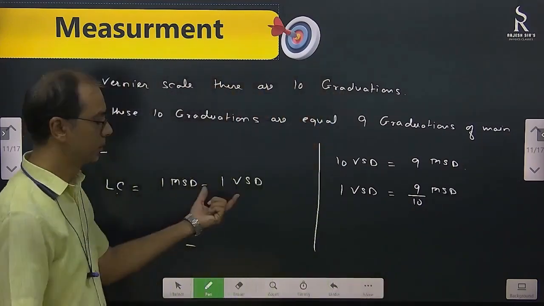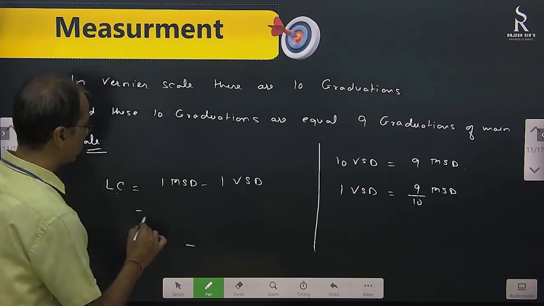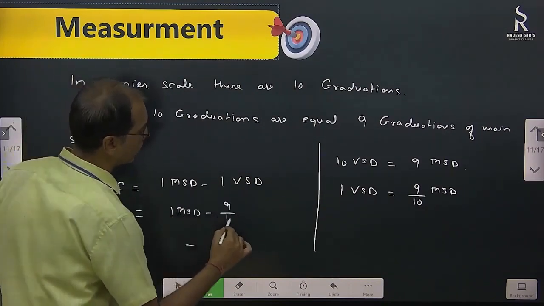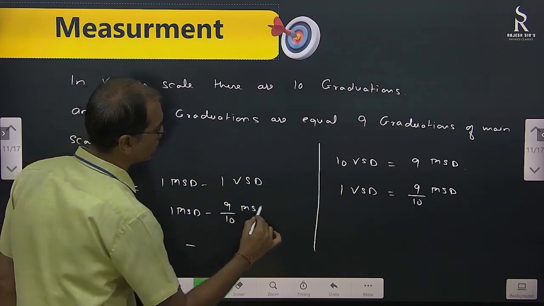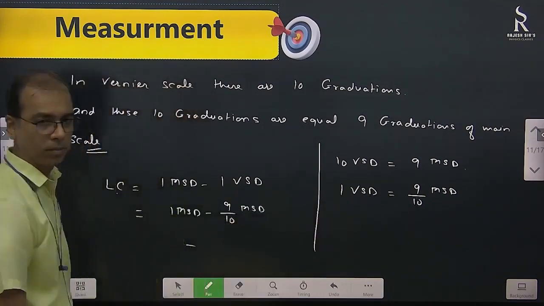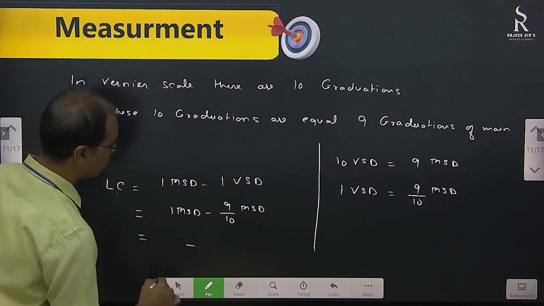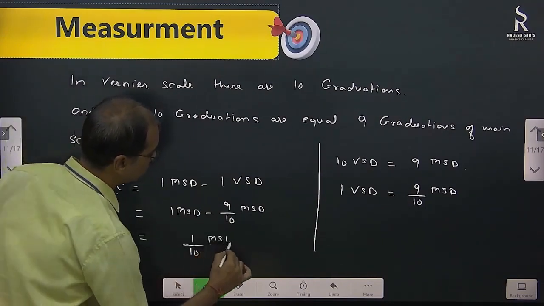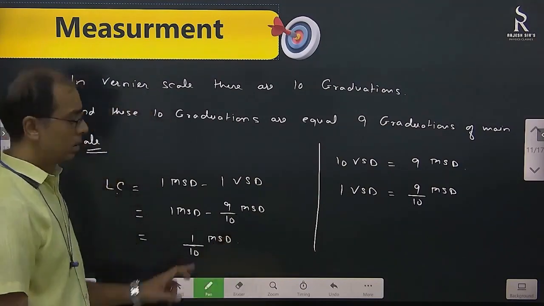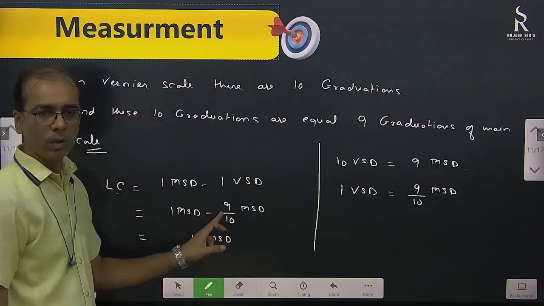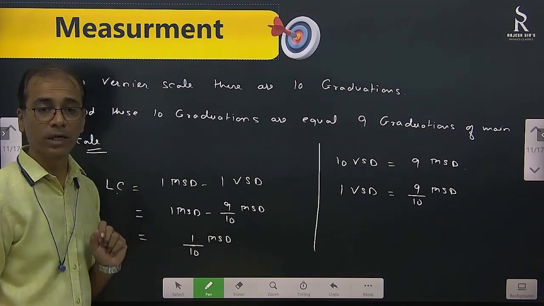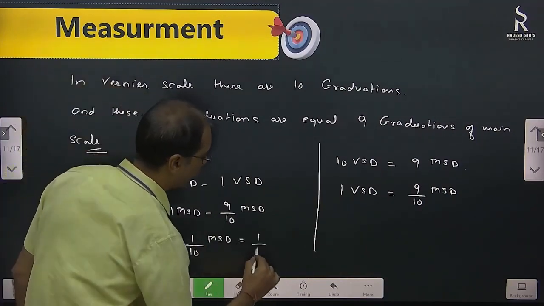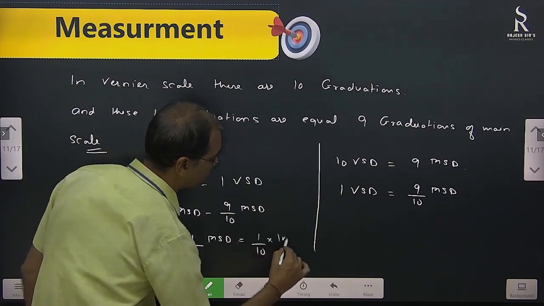Okay, let's put it here. So 1 main scale division minus 9 by 10. Again, main scale divisions, because 1 vernier scale division is equal to 9 by 10. What are we getting? We are getting 1 by 10 main scale division. 10 minus 9, 1. 1 by 10 main scale division. And what is main scale division? 1 mm. 1 by 10 into 1 mm.